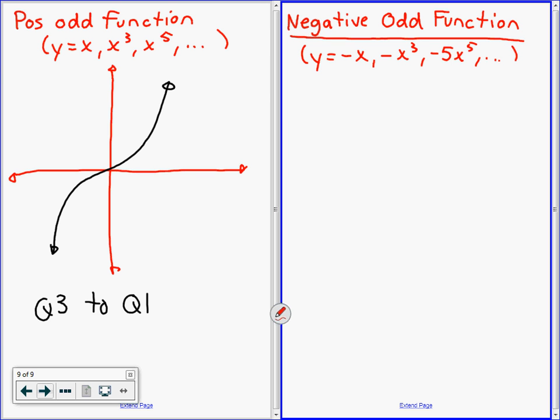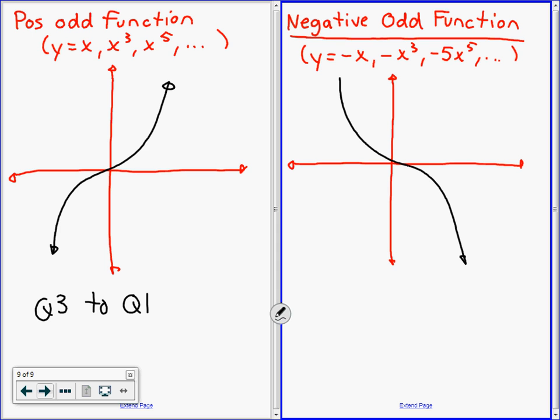All right, Moses, I'm going to draw this on the board for you, and you're going to tell me what quadrants they go from, please. A negative odd function will look something like this. I can draw it properly. Moses, from what quadrant to what quadrant, please? 4. Is it 2 to 4? I hope that's what you said. Q2 to Q4.